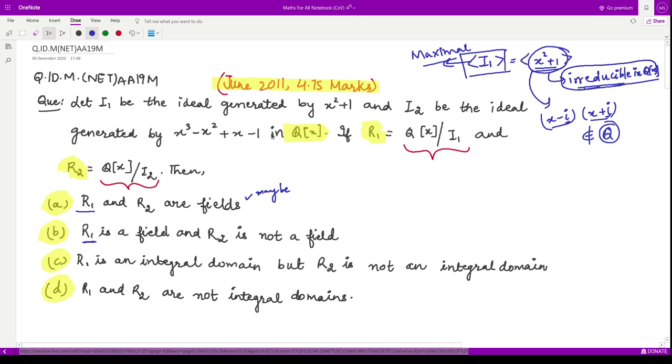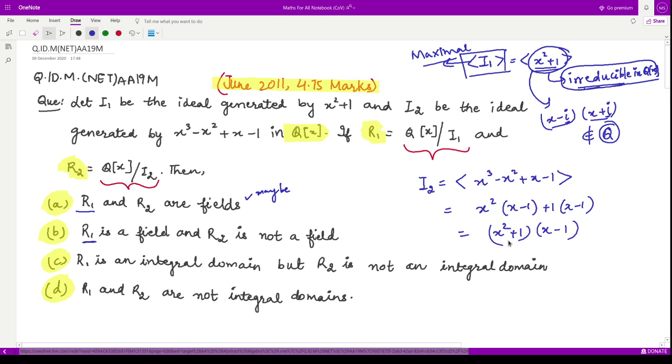So let us go for checking the second polynomial, for I2. I2 is generated by the polynomial x cube minus x square plus x minus 1. If you see it closely, you can create factors for this polynomial. It can be written as x square plus 1 and x minus 1, where all the coefficients of these two factors are in Q. Therefore, we have factorized this polynomial into two factors.